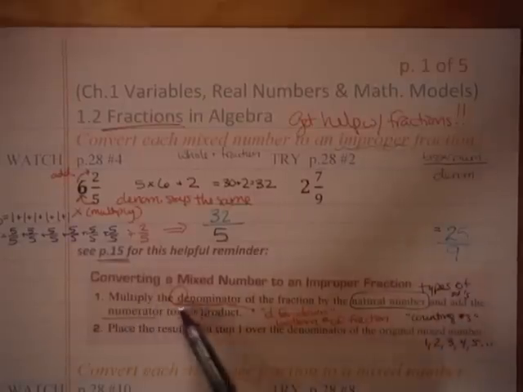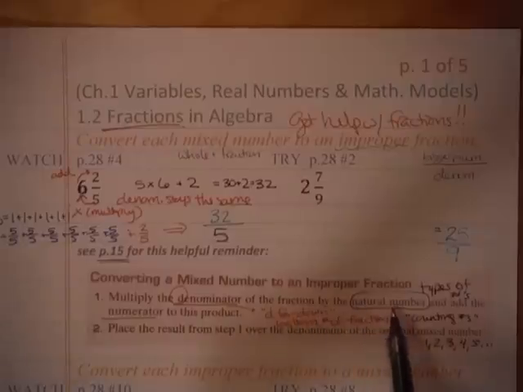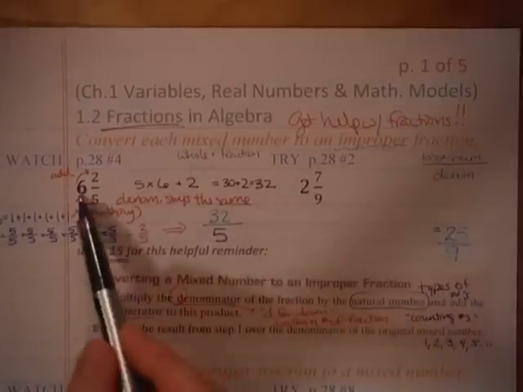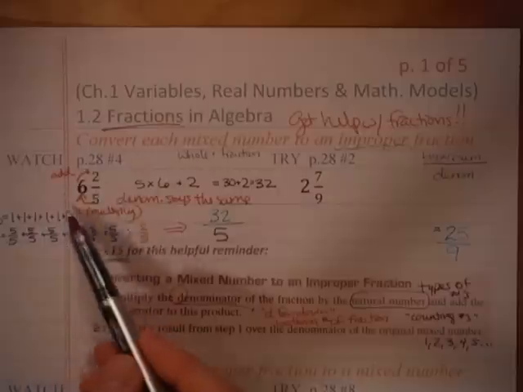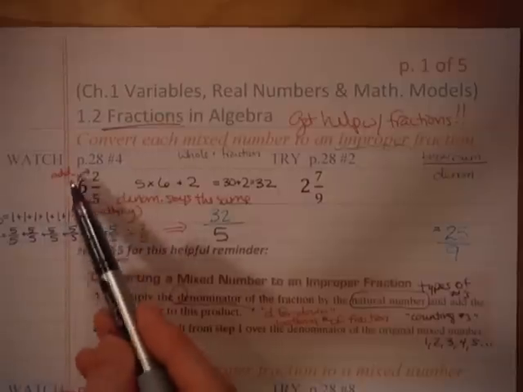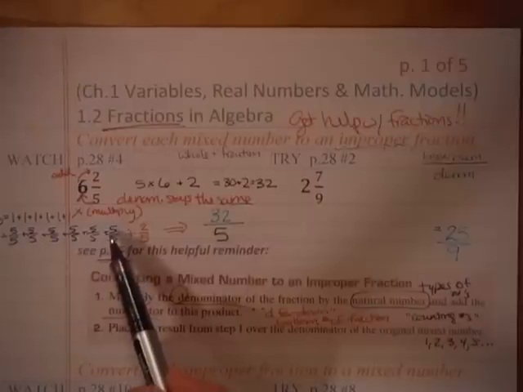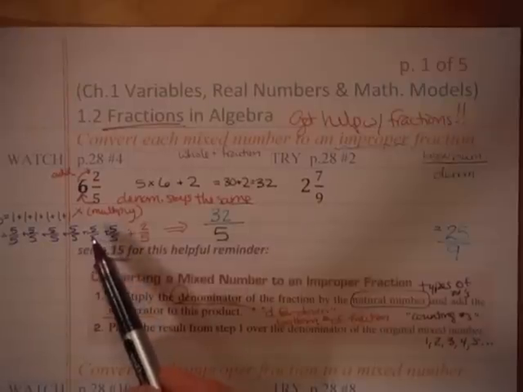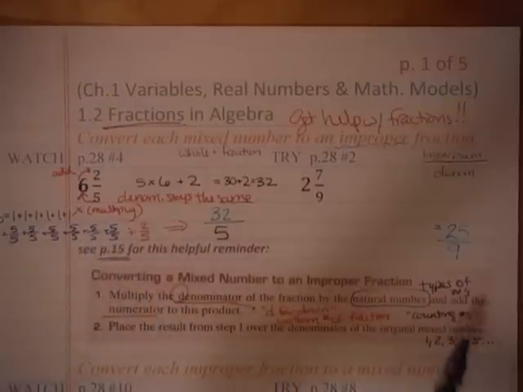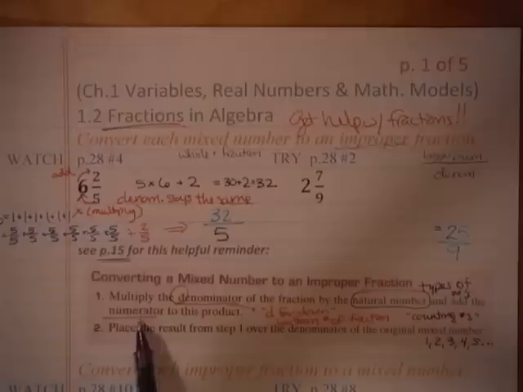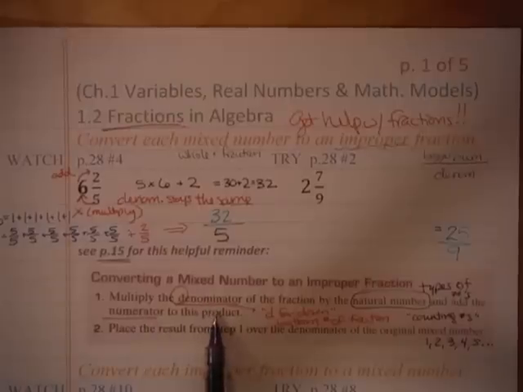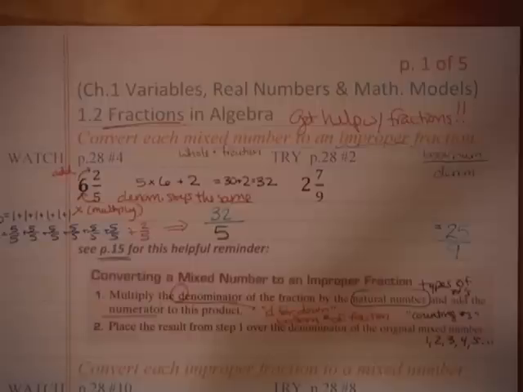His description here is multiply the denominator of the fraction by the natural number, meaning the number in front of the fraction here, the whole number, the how many whole pies we're talking about, or cookies, or fraction bars, or however you learned fractions. And then you add the numerator to this product. Okay, and then place the result from step 1 over the denominator of the original mixed number.